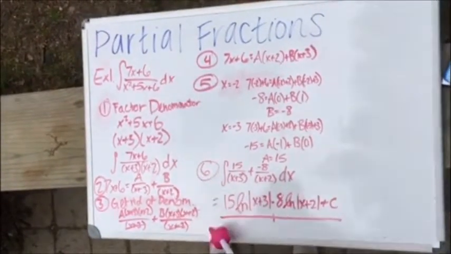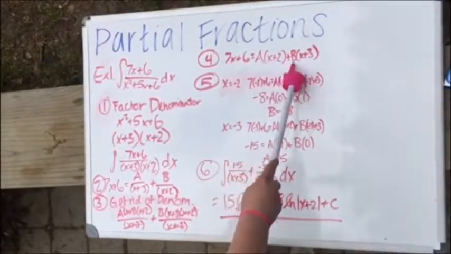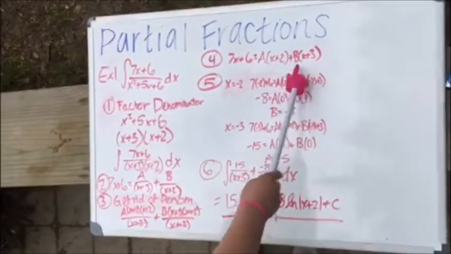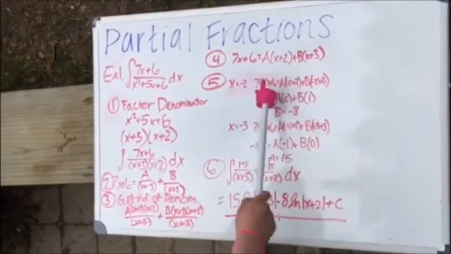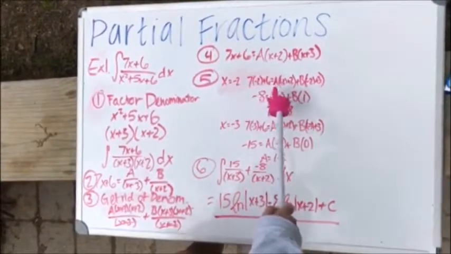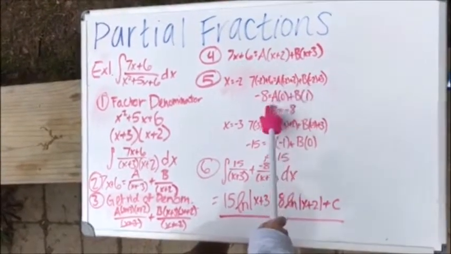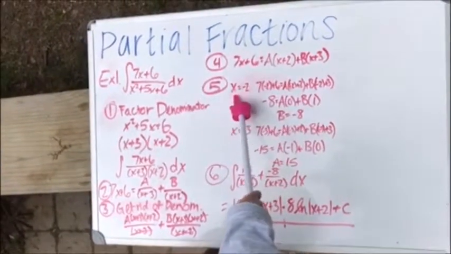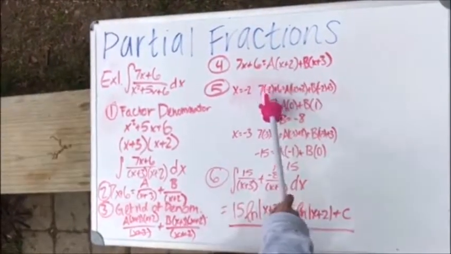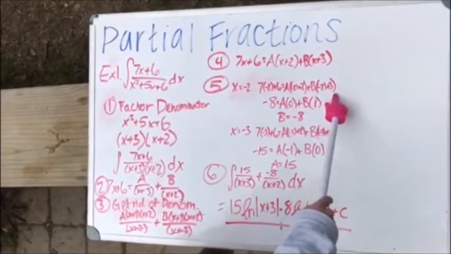So if we rewrite that, we end up getting 7x plus 6 equals A(x plus 2) plus B(x plus 3). Next we try to figure out what both B and A are. So what we need to do is find where we can make the inside of our factor 0, so that we can get rid of that factor when we solve. So our first one is x equals negative 2.